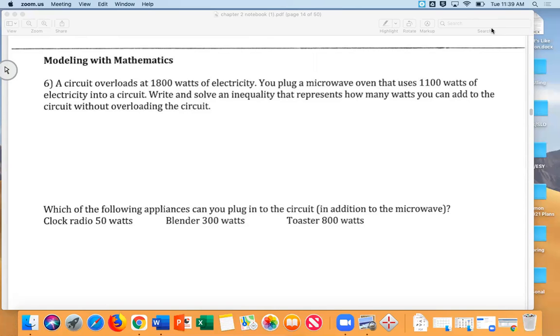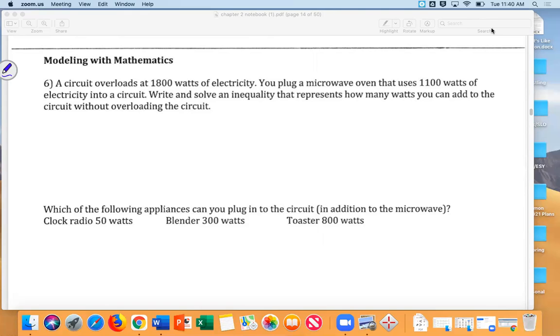So here in this problem, a circuit overloads at 1800 watts, meaning that's when it flips, okay? As soon as you hit 1800, it goes, and it's off. And then all of a sudden, all your lights shut off and you have to go find which breaker or push the button. So you plug a microwave oven that uses 1100 watts of electricity into a circuit. So write and solve an inequality that represents how many watts you can add to the circuit without overloading it. So here we go.